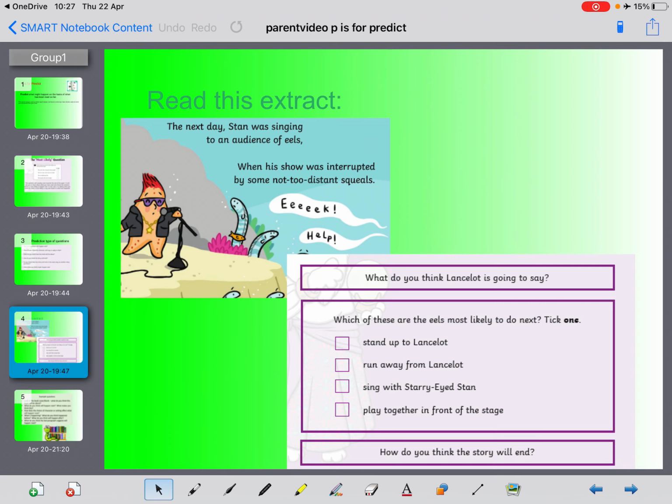Let's look at this extract. The next day, Stan was singing to an audience of eels when his show was interrupted by some not too distant squeals. The sorts of questions that might go with this on prediction are, what do you think Lancelot is going to say? Which of these are the eels most likely to do next? And you tick one. So your child has to then choose from the multiple choice answers. Or, how do you think the story will end?